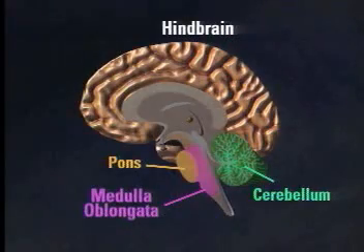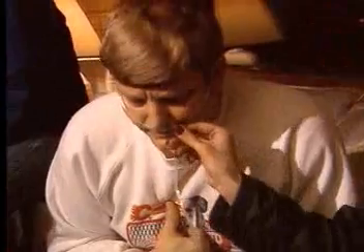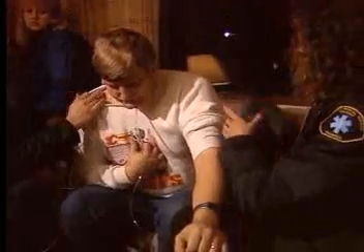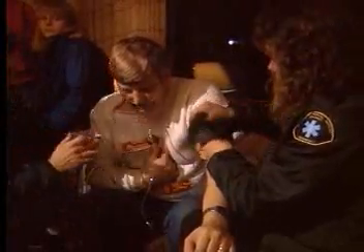The hindbrain includes the medulla oblongata, pons, and the cerebellum. Various autonomic functions are controlled by the medulla oblongata and the pons. Pons also transmits information between the cerebrum and the spinal cord.